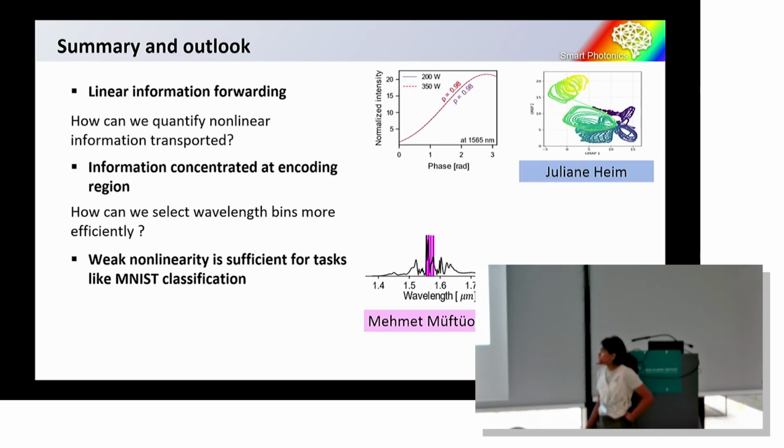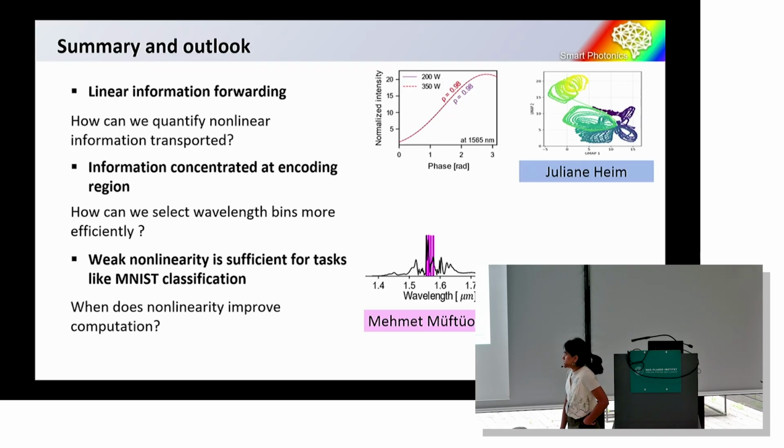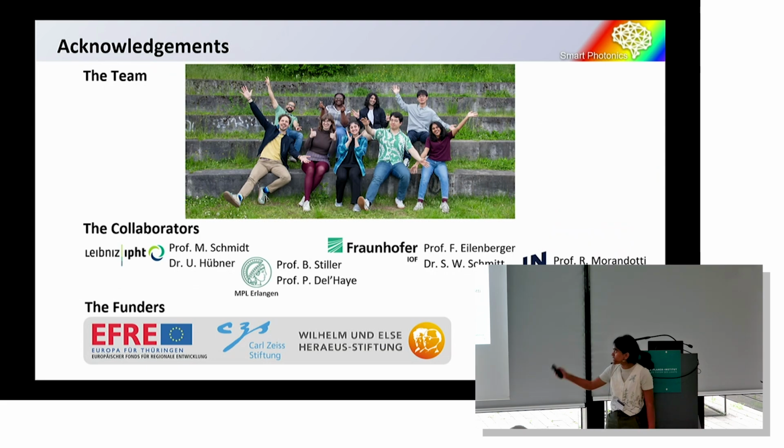And we see that weak nonlinearity is sufficient for tasks like MNIST classification. But when does nonlinearity improve computation? For this, check out Sophie's poster. I would like to thank my team, the collaborators and the funders, and thank you all for your attention.